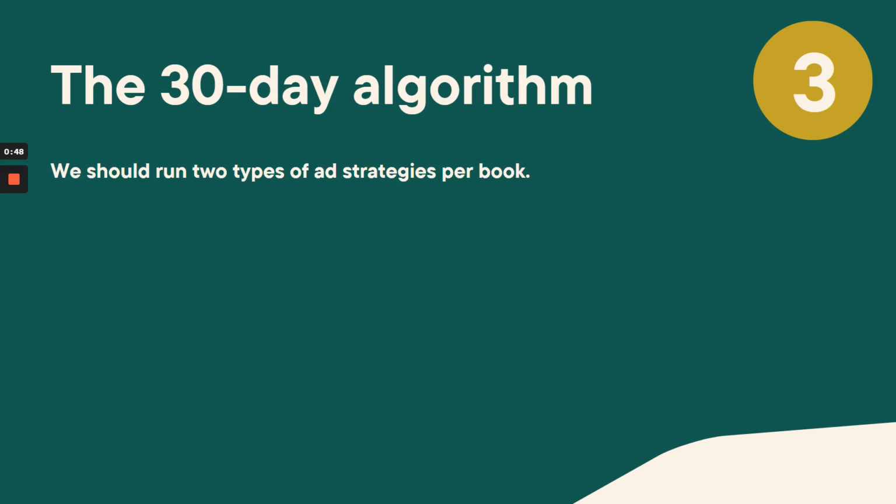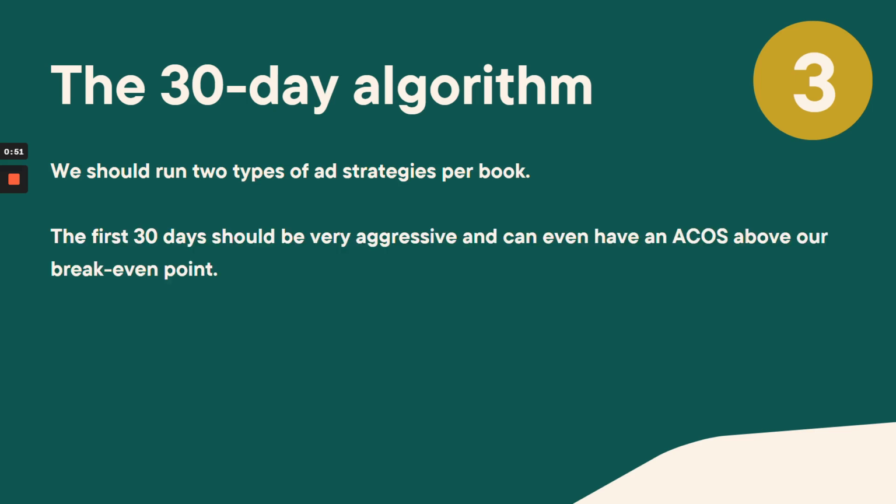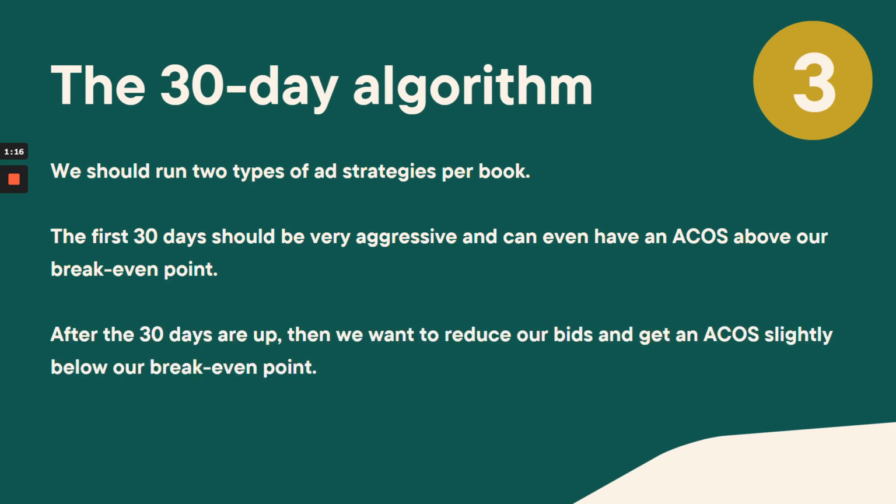So this means that we should run two types of ad strategies per book. The first 30 days should be a really ultra aggressive strategy where we can have an ACOS slightly above our break-even point. Of course, this means that we're going to be losing a little bit of money in the first month. But in the long run, and KDP is very much a long-term game every single time you look at it, this is going to be making us more money, because Amazon is going to be bumping our book up the algorithm, up the search page, and we're going to be making more sales in the future, more organic sales, and therefore making more money.